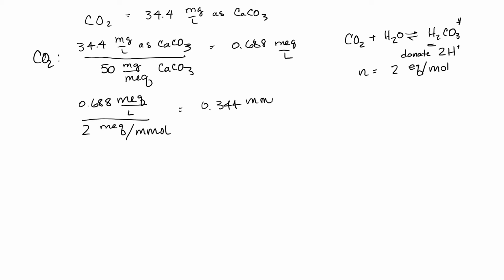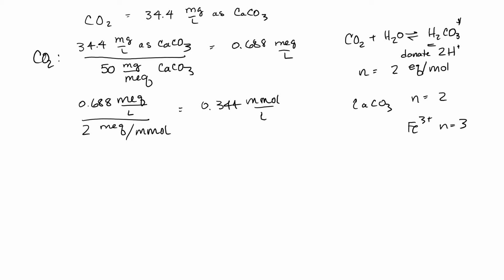0.344 millimoles per liter. Now, some of you have noticed that you could just divide by the molecular weight of calcium carbonate. You can do that here, but only because CO2 has an equivalent number of 2, and calcium carbonate also has an equivalent number of 2. If that were not the case, for instance, Fe3+ has an equivalent number of 3, you couldn't just divide.